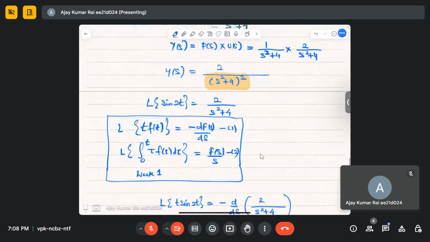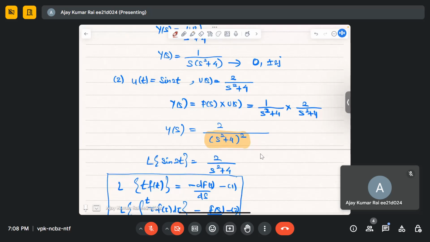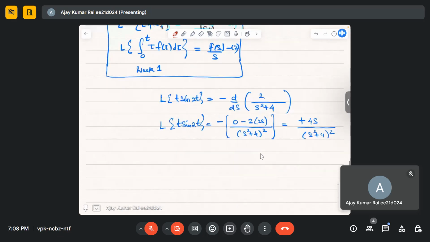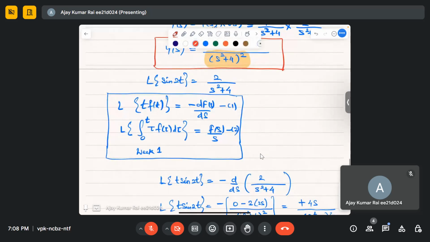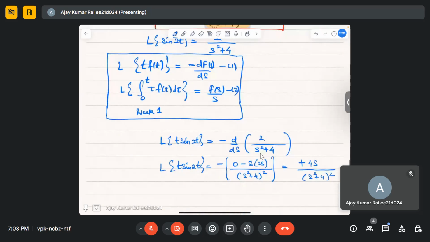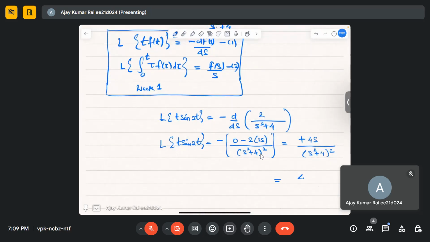Remember, we have to find the inverse Laplace transform of this. In the numerator you see it has 4 without the s term, so we have to remove this s term. That's why I'm using property number 2. I'll divide by s here, giving 4 by (s square plus 4) whole square, and I have to integrate from 0 to t. This is not t, it should be tau: the integral of tau sine 2 tau d tau. If I integrate this, I'll get the answer.